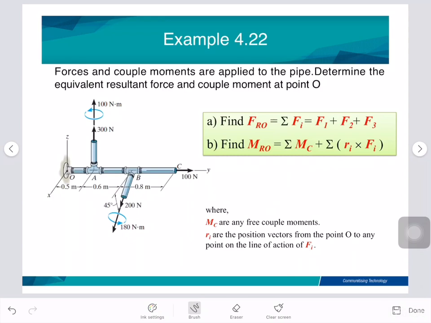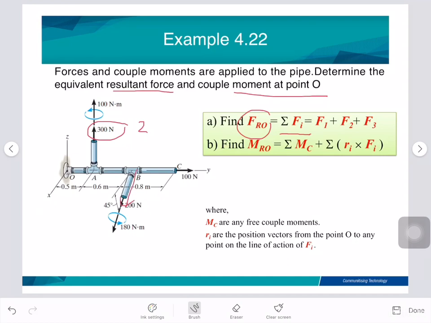Alright, the last example, 4.22: force and couple moments are applied to the pipe. Determine the equivalent resultant force and couple moment at point O. As usual, number one, to determine the force resultant, we need to resolve the summation of all the forces. So you need to identify F1, in what axis? F1 is in Z.